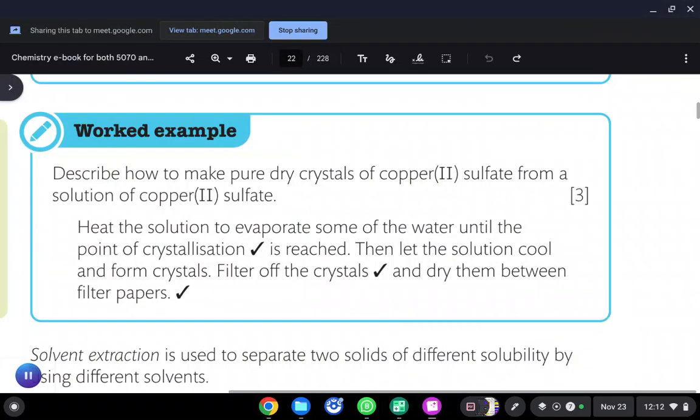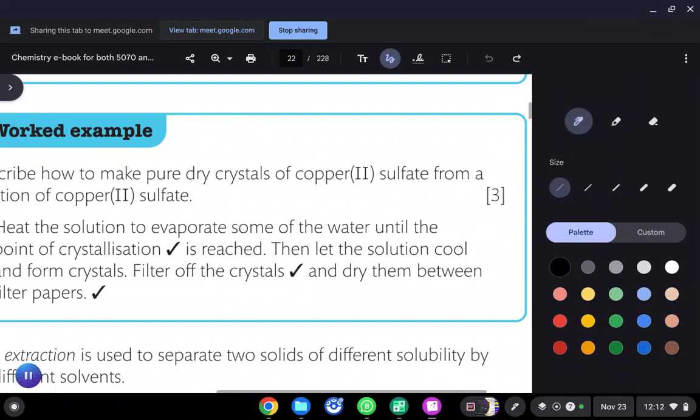Let me write it on the book. Copper, this is the symbol of copper. I'm not writing it well. The 2 means it carries two positive charges, and this is sulfate. It is a molecular ion, SO4. SO4 carries two negative charges. This you have to memorize. SO4 contains two negative charges. Okay, I hope you will.